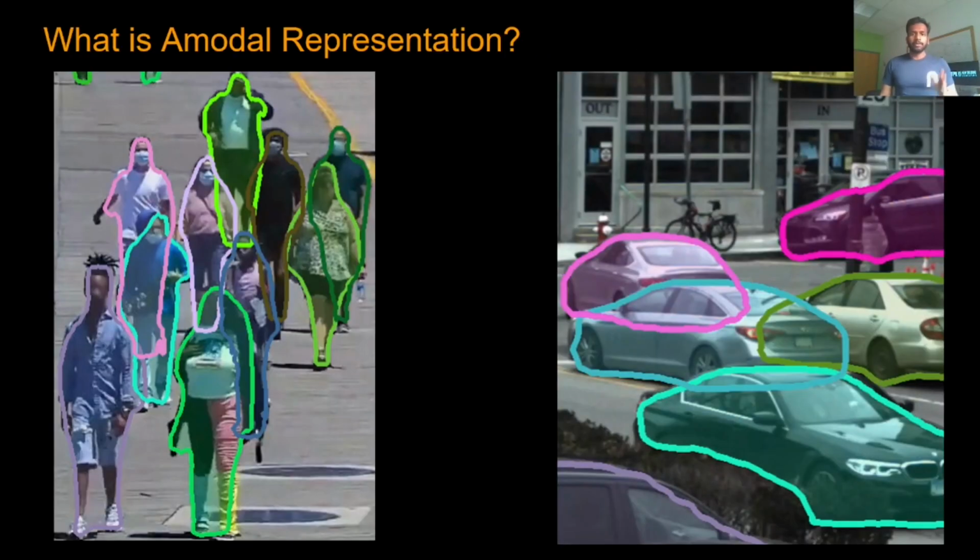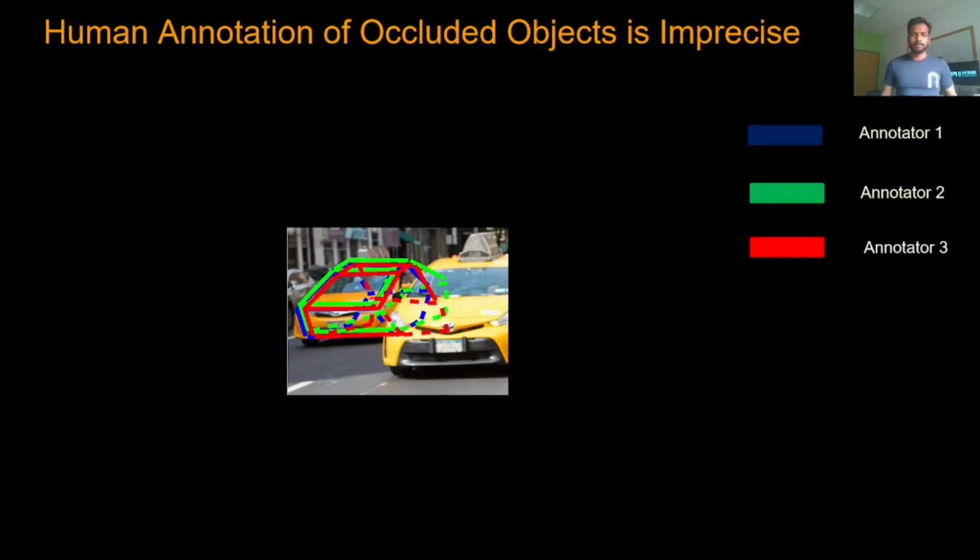The goal of the paper is to learn amodal representation, that is, detecting and segmenting both the visible and the occluded regions of an object. This representation will help in tracking, reconstruction, and other downstream tasks in busy scenes.